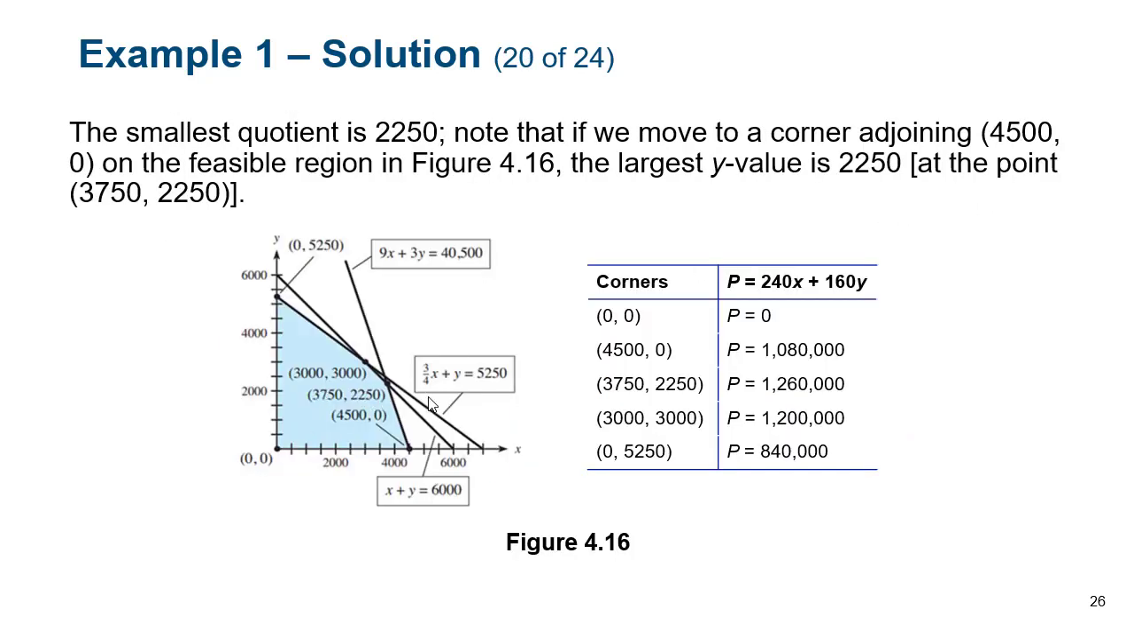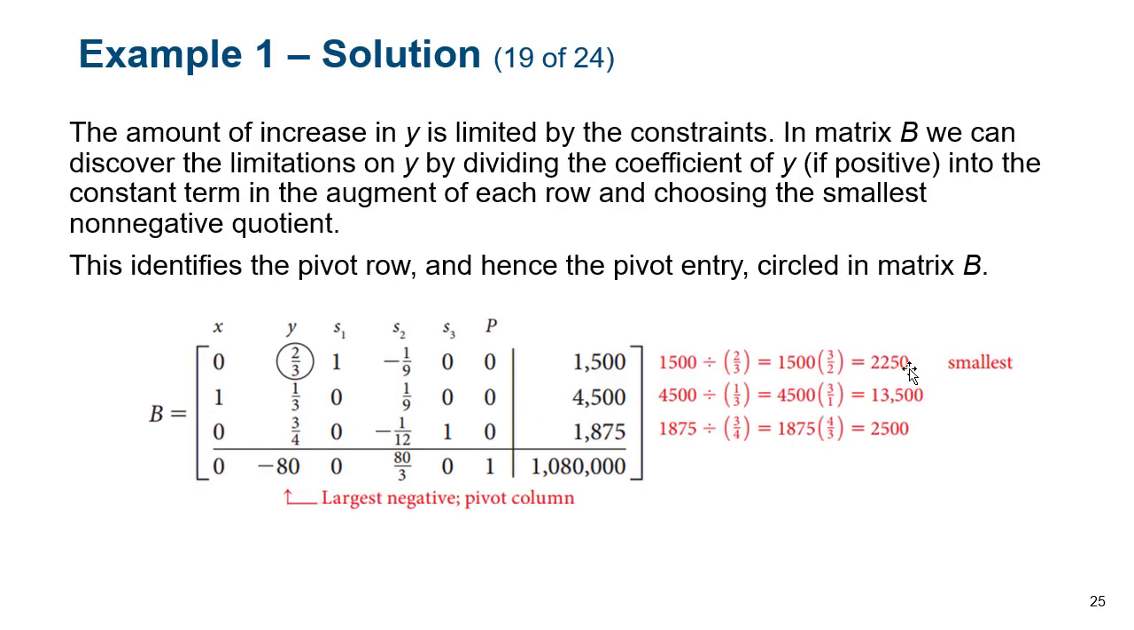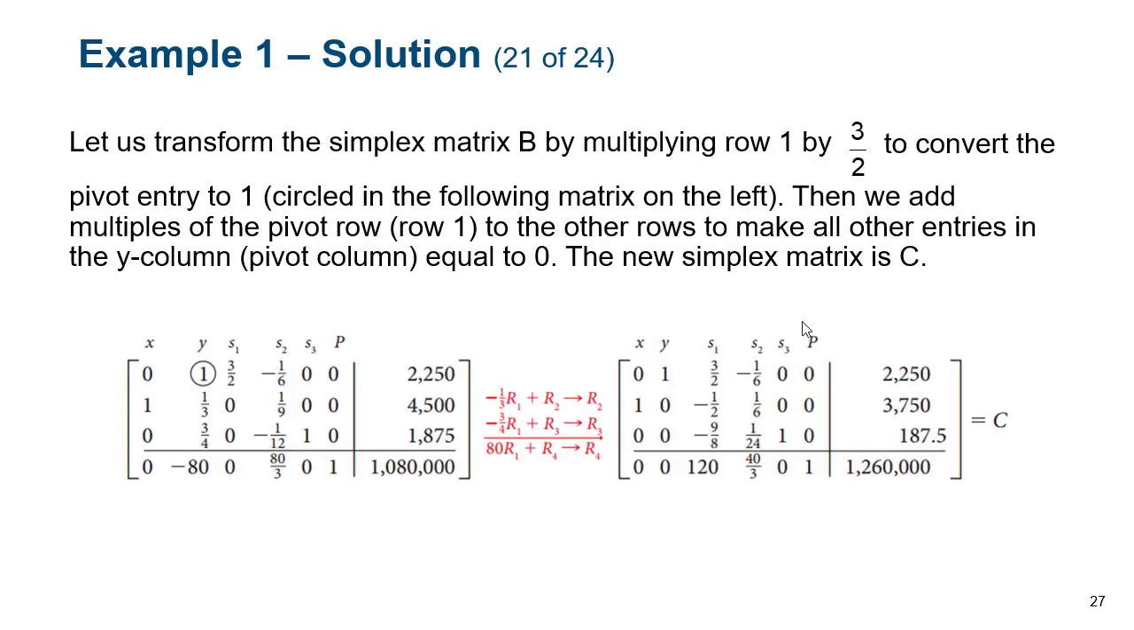If we look at the graph again, you'll notice that as we pivot around from this point, which is where we're at, the next closest point is this one right here. I know it's kind of hard to see, but it's these values. And you can see that the value for y is 2250, which is the exact same thing as the smallest quotient, right? So there's a rhyme to this reason, right? There's a reason why we do these things this way.